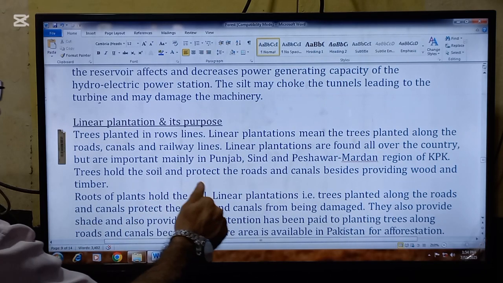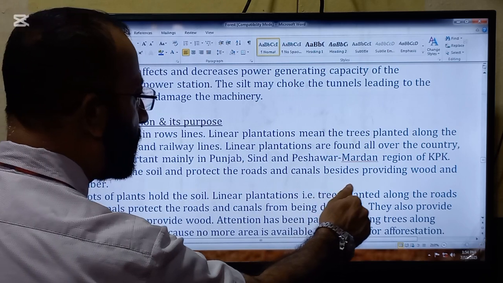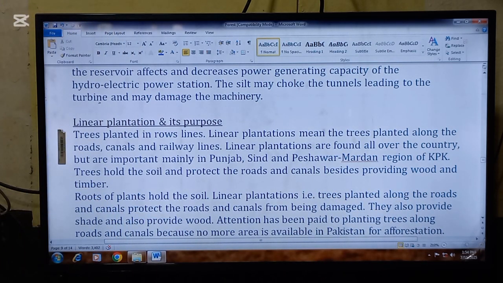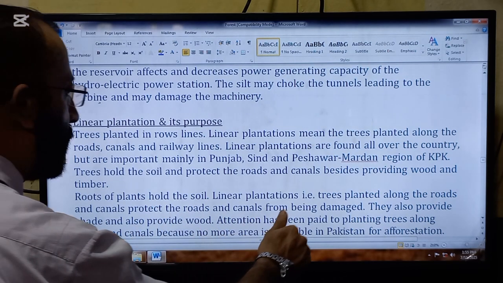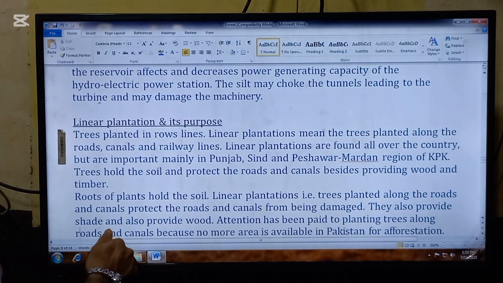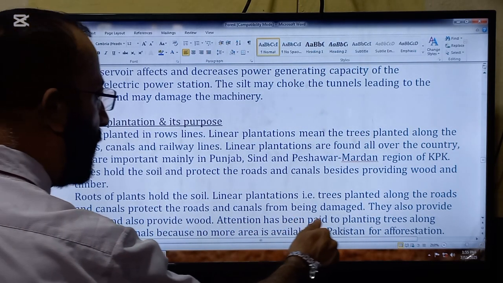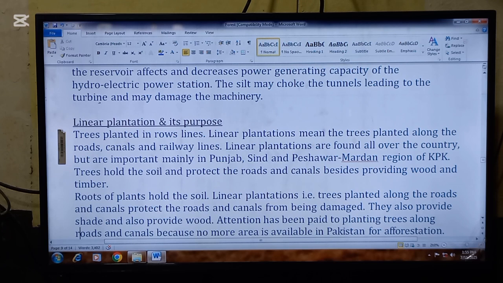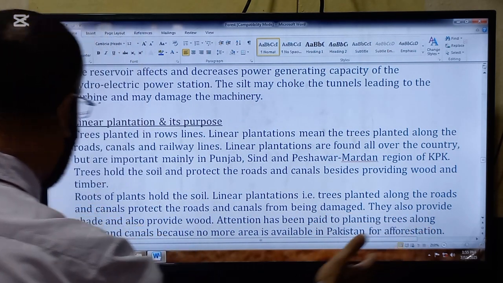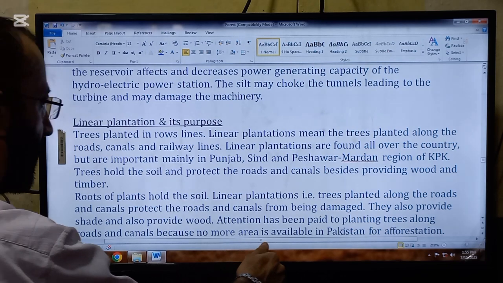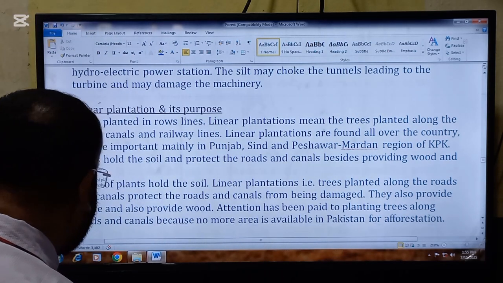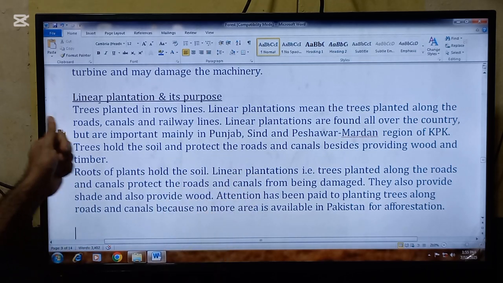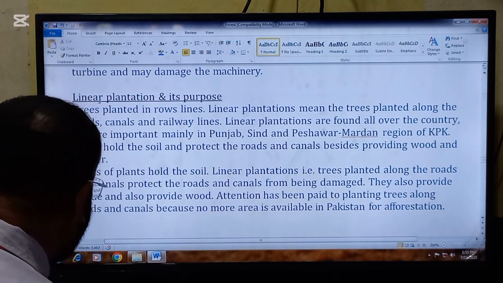Trees hold the soil and protect the roads and canals besides providing wood and timber. Roots of the plants hold the soil. Linear plantations, that is, trees planted along the roads and canals, protect the roads and canals from being damaged. They also provide shade and wood. Attention has been paid to planting trees along the roads and canals because no more area is available in Pakistan for afforestation. So these are linear plantation and its purposes.